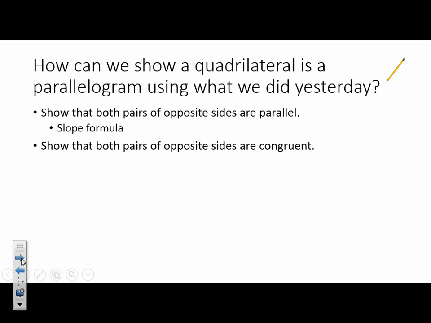Our second option is to show that both pairs of opposite sides are congruent, so that the top and the bottom and the left and the right side are equal to each other. Well, anytime you're going to use the word congruent or equal, we need a length, or we need to show that we have the same length. And for that, we're going to need the distance formula.